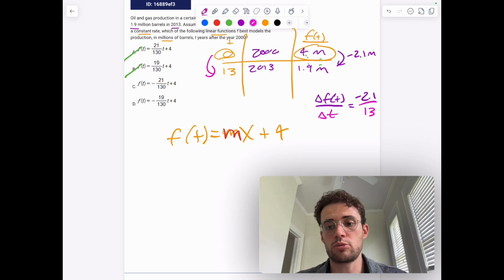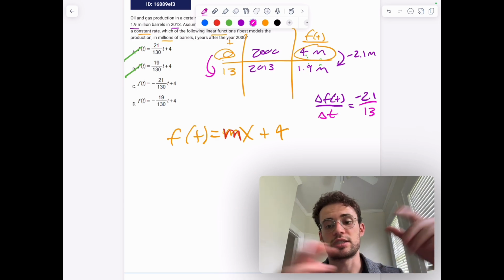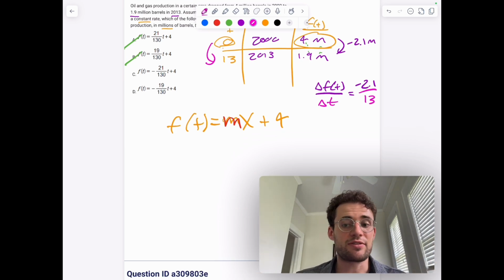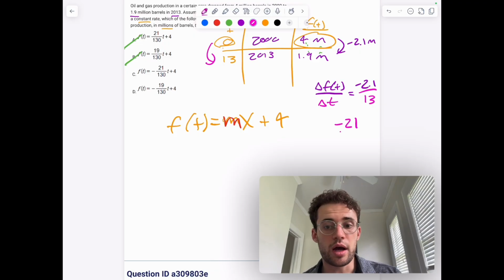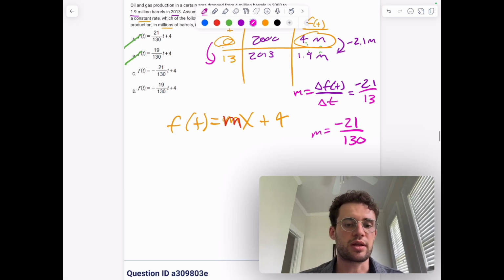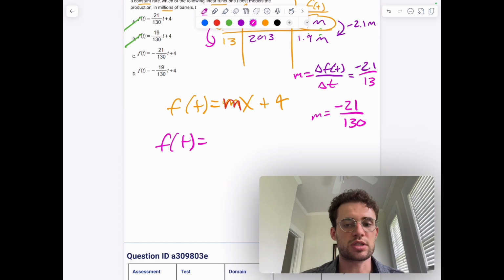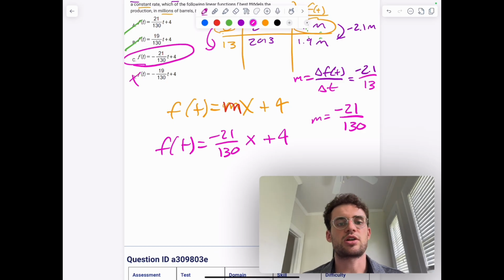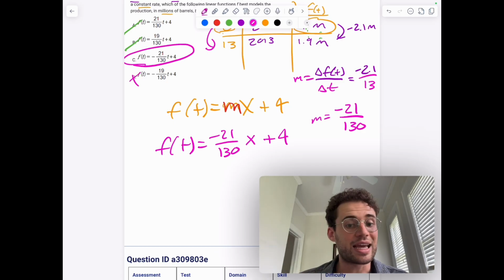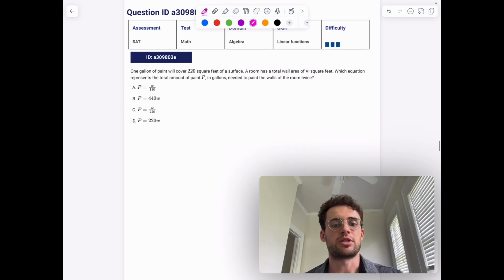So it goes down 2.1 when it moves to the right 13 if you're graphing this on a set of coordinate axes. None of these is exactly negative 2.1 over 13 because they didn't want a decimal in the numerator, but you can just multiply the top and bottom by 10. So you get negative 21 over 13 times 10 is 130. So that would be your slope, negative 21 over 130. And then we just plug that into our equation here. We get f of t equals negative 21 over 130 times x plus 4. And that is equivalent to option C. So option C is our answer. That is the right slope, and it's a negative slope because it's going down. Make sure you're not rushing on that.